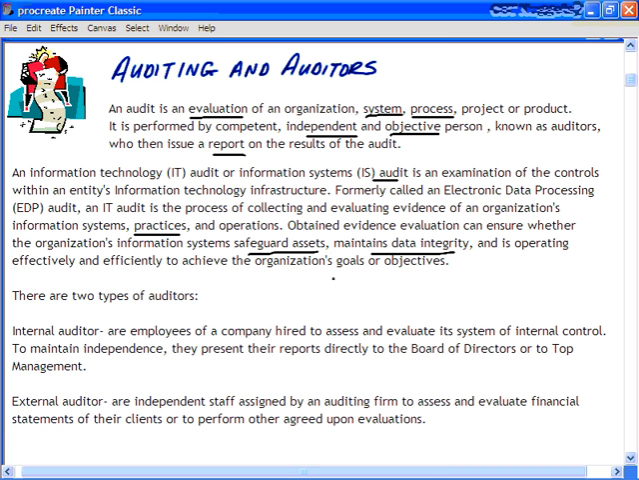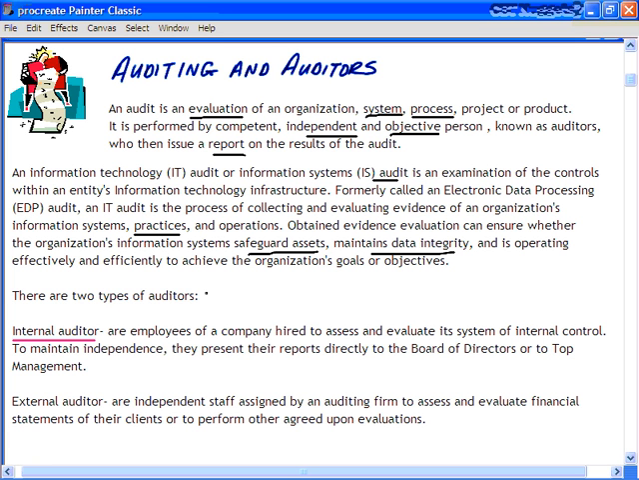But there are 2 types of auditors. You've got internal auditors who are employees of the company that are hired to actually assess and evaluate these IT systems or information systems. They're going to present their reports and their results directly to the board of directors or the top management, and they're expected to maintain their independence and their objectivity as part of their job goal, as part of their job description.